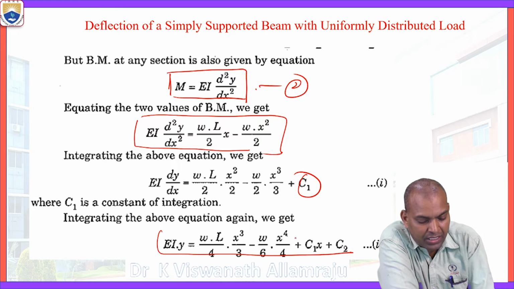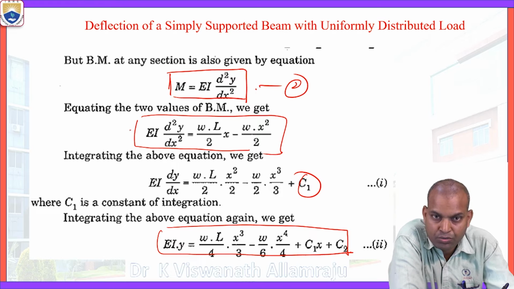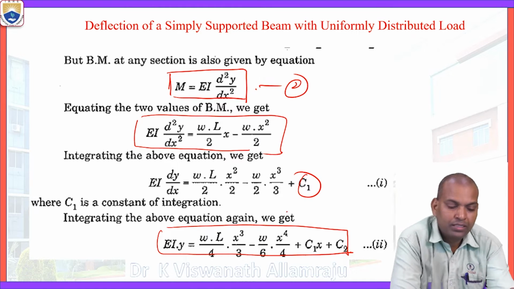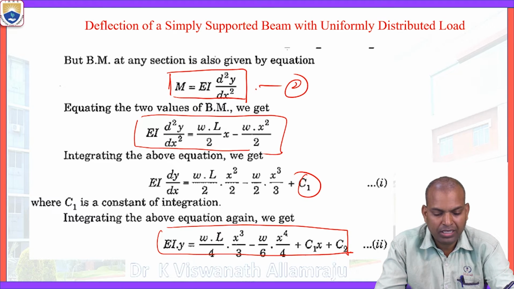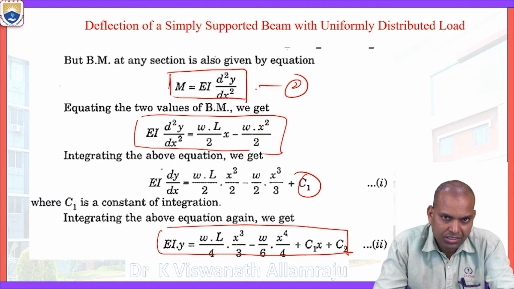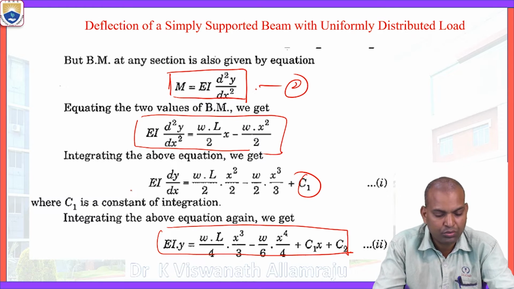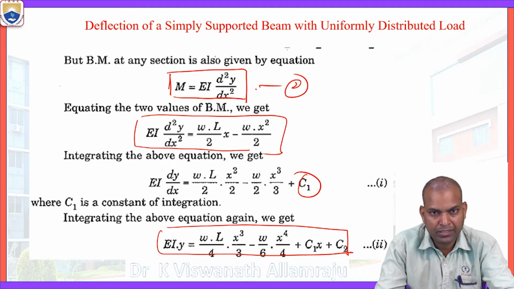But in the deflection equation, there are two constants of integration, that is C1 and C2. So C1 and C2 can be obtained by applying two boundary conditions. So let us calculate the constants of integration. After calculating these constants C1 and C2 and substituting back in equations 1 and 2, we'll get the slope and deflection equations of a simply supported beam by using the double integration method.